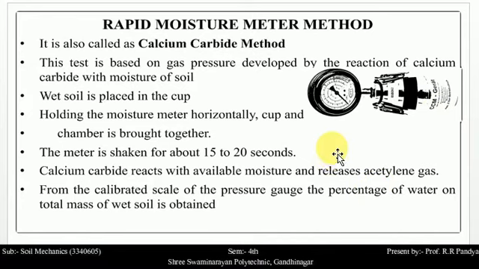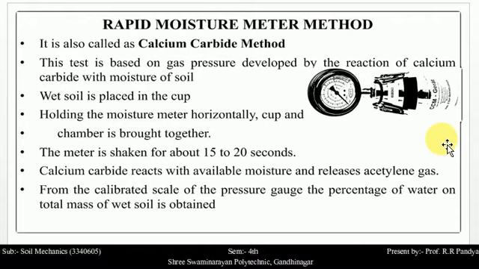This rapid moisture meter is also called the calcium carbide method. This test is based on the gauge pressure developed by the reaction of calcium carbide with the available moisture of the soil. Wet soil is placed in this metal cup. Holding the moisture meter horizontally, cup and chamber are brought together. The meter is shaken for about 15 to 20 minutes.